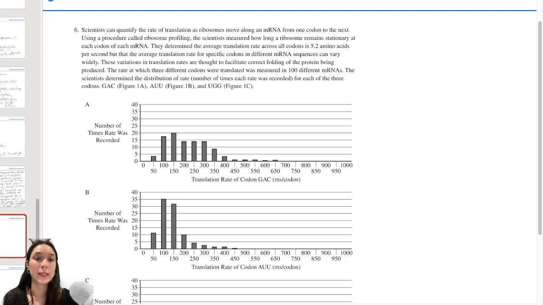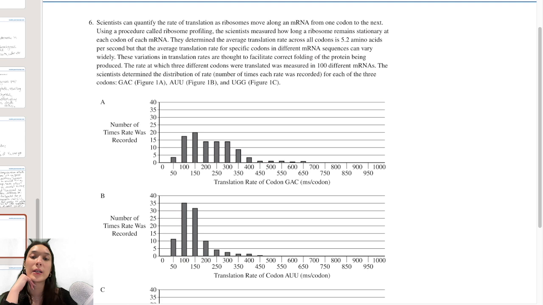Okay, question 6 says that scientists can quantify the rate of translation as ribosomes move along an mRNA from one codon to the next using a procedure called ribosome profiling. The scientists measured how long a ribosome remains stationary at each codon of each mRNA. They determined the average translation rate across all codons is 5.2 amino acids per second, but that the average translation rate of specific codons in different mRNAs can vary widely. These variations in translation rates are thought to facilitate correct folding of the protein being produced.